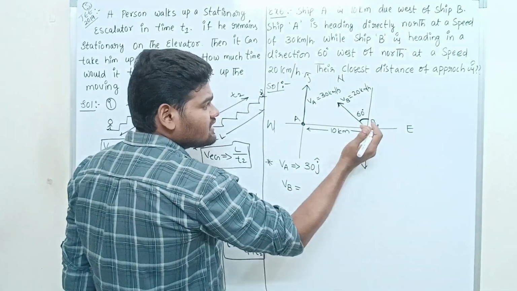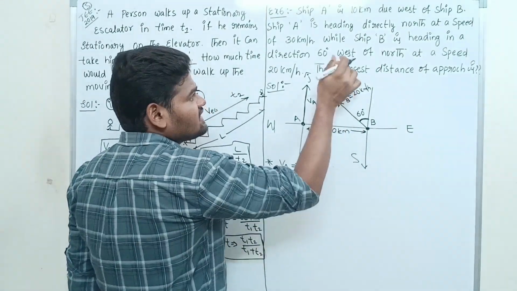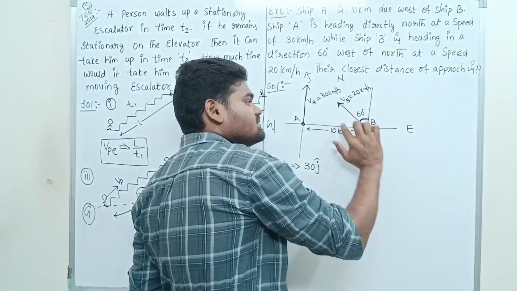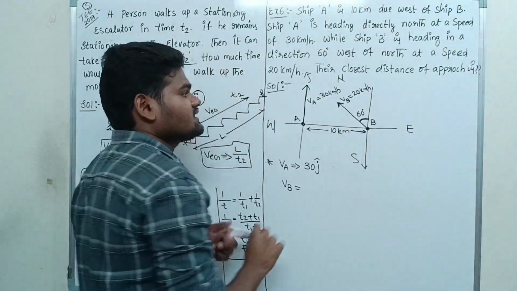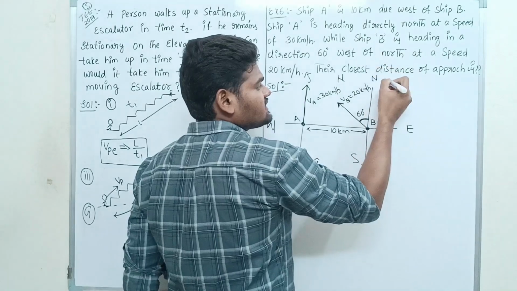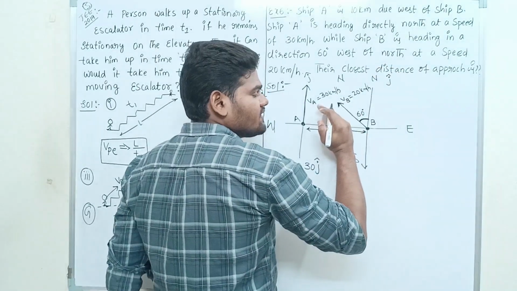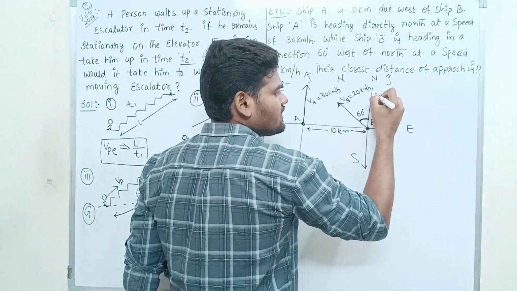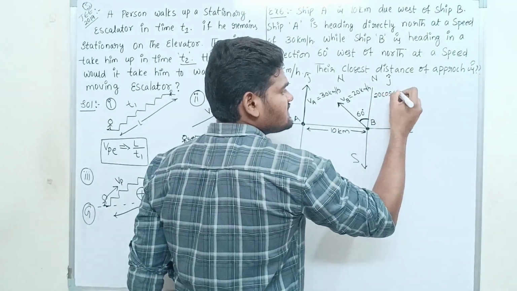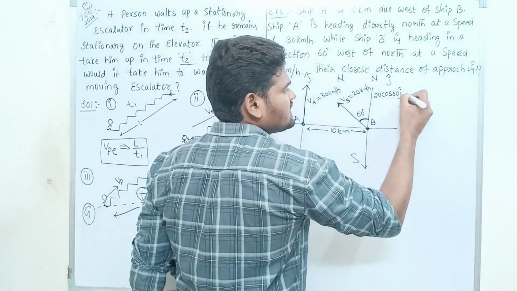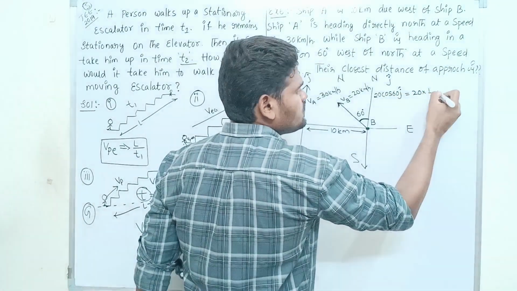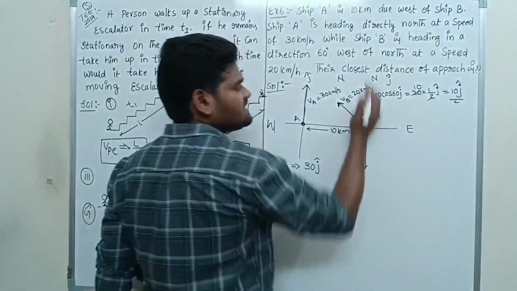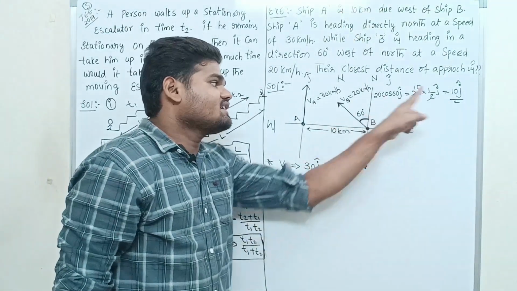So what is the velocity of ship B? Ship B is moving 60 degrees towards west of north. That means it is moving like this, making an angle of 60 degrees with north. Now along north direction, the unit vector is j cap. So the velocity component along this side is 20 cos 60 degrees j cap, that is 20 into 1 by 2 j cap, that is equal to 10 j cap.